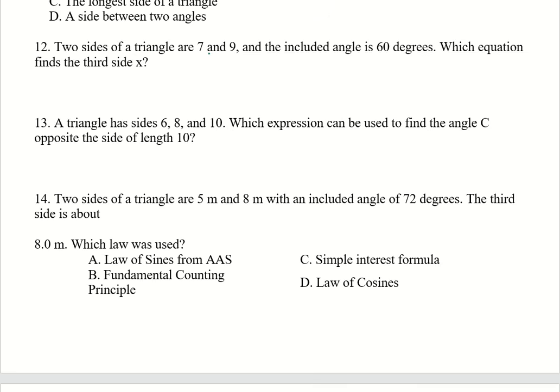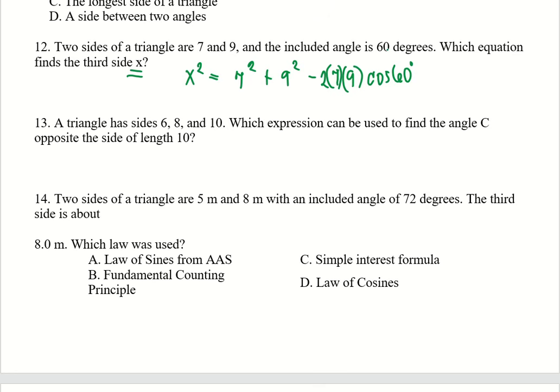Okay, so again, two sides of a triangle are 7 and 9, and the included angle is 60 degrees. So the third side will be x. So x squared equals 7 squared plus 9 squared minus 2 times 7 times 9 cosine 60 degrees. Okay. Ayan. So, i-squared nyo lang, minus 2, tapos times, tapos cosine, kung ano yung included angle.